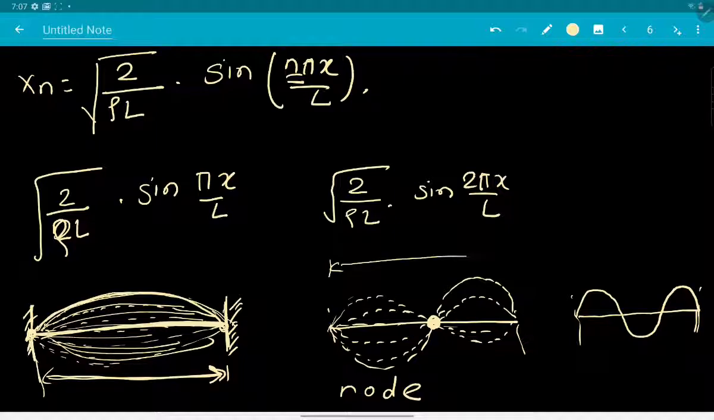For the second mode shape you get to see one node inside. For the third mode shape you get to see two nodes inside, and so on. So you have an infinite number of such mode shapes. Okay, so this is a brief about mode shapes and natural frequencies.